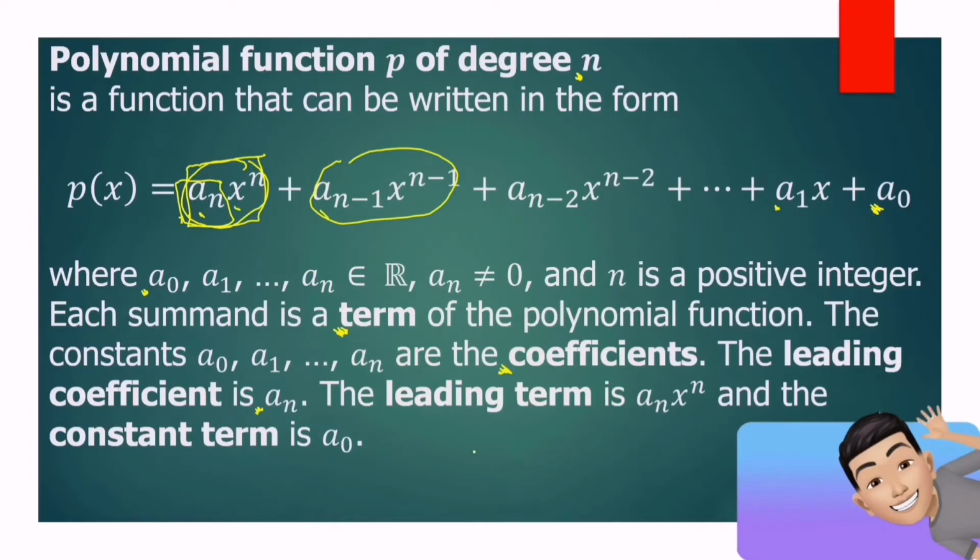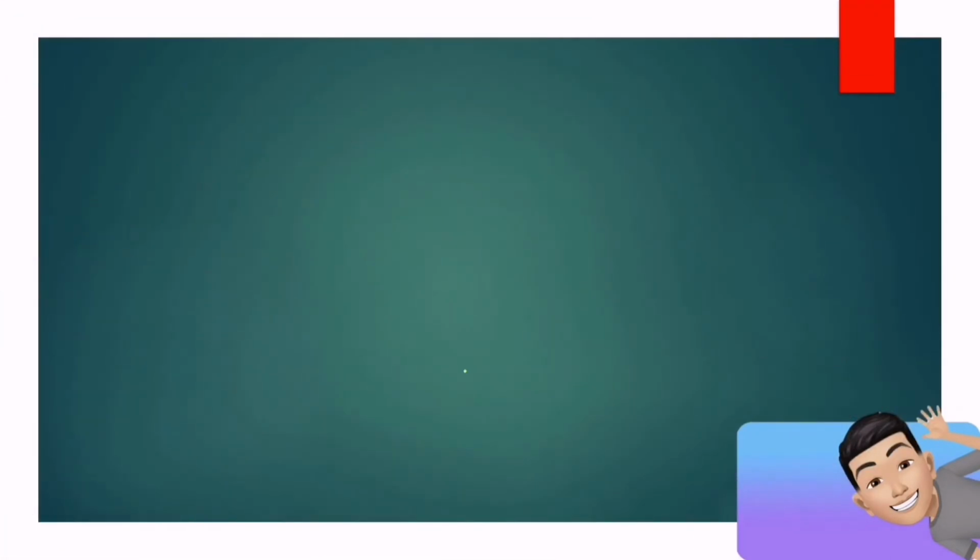Halimbawa, sige, bigyan natin example. P of x equals x squared plus 2x plus 1. So, dito, 1 ang kanyang a sub n, tapos x raised to 2. So, n equals 2. Ibig sabihin, second degree siya kasi 2 yung highest exponent in terms of x. And ang second term natin, which is 2x, ang a sub n minus 1 natin is 2. And x yung x raised to n minus 1. Tapos ang constant natin is positive 1. So, yun lang yun. And tandaan nyo yun, ha?